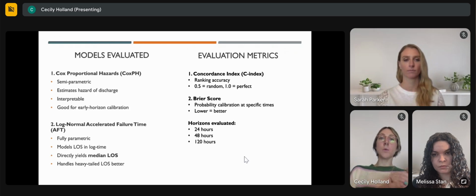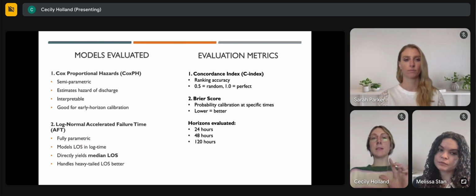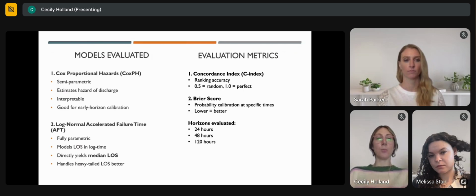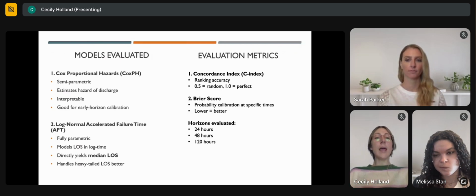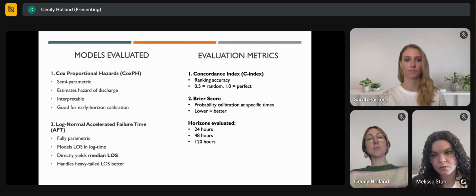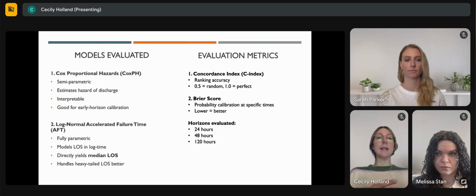The models we used to evaluate this were the Cox proportional hazards, Cox-PH, and log normal accelerated failure time, or AFT. For Cox proportional, we wanted to look at it because it's semi-parametric. It estimates hazards of discharge. It's very interpretable, and it's good for early horizon calibration. So this worked really well with our data set. And then for AFT, it's fully parametric, so we were able to see the difference between the two. It models the length of stay in log time, and it directly yields those median length of stay results, as well as handling the heavy-tailed length of stay better.